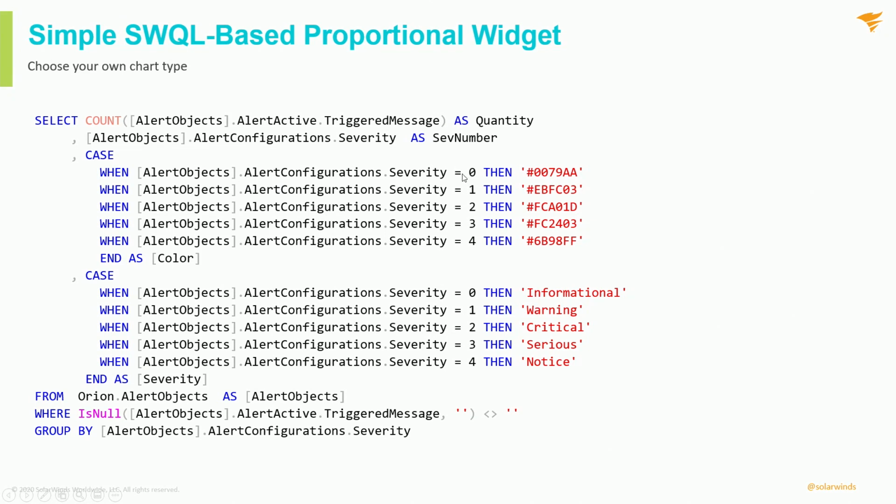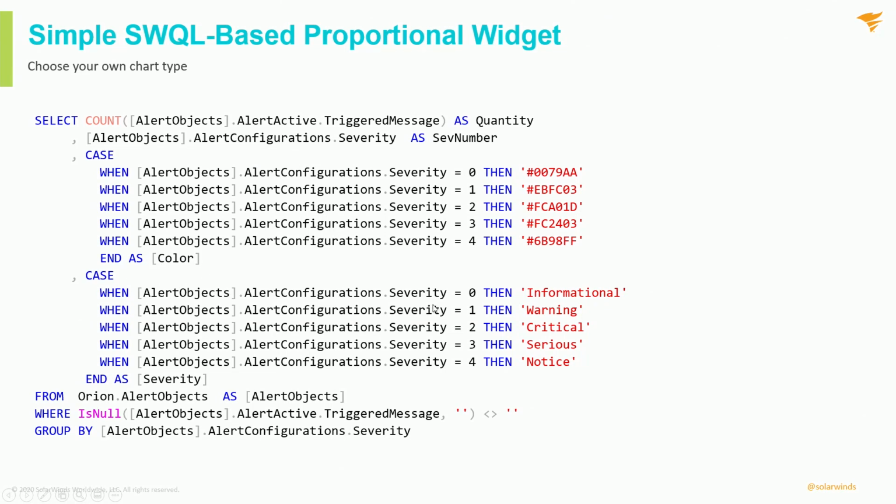So if the severity is 0, and this is alert severity, not a status. This is a different field in the database. If the severity is 0, then use this color. These are HTML colors. If you're not familiar with this, there are many, many resources you can go and look up. If it's 1, then it's this. If it's 2, then it's this, so on and so forth. And that all gets returned as the word color.